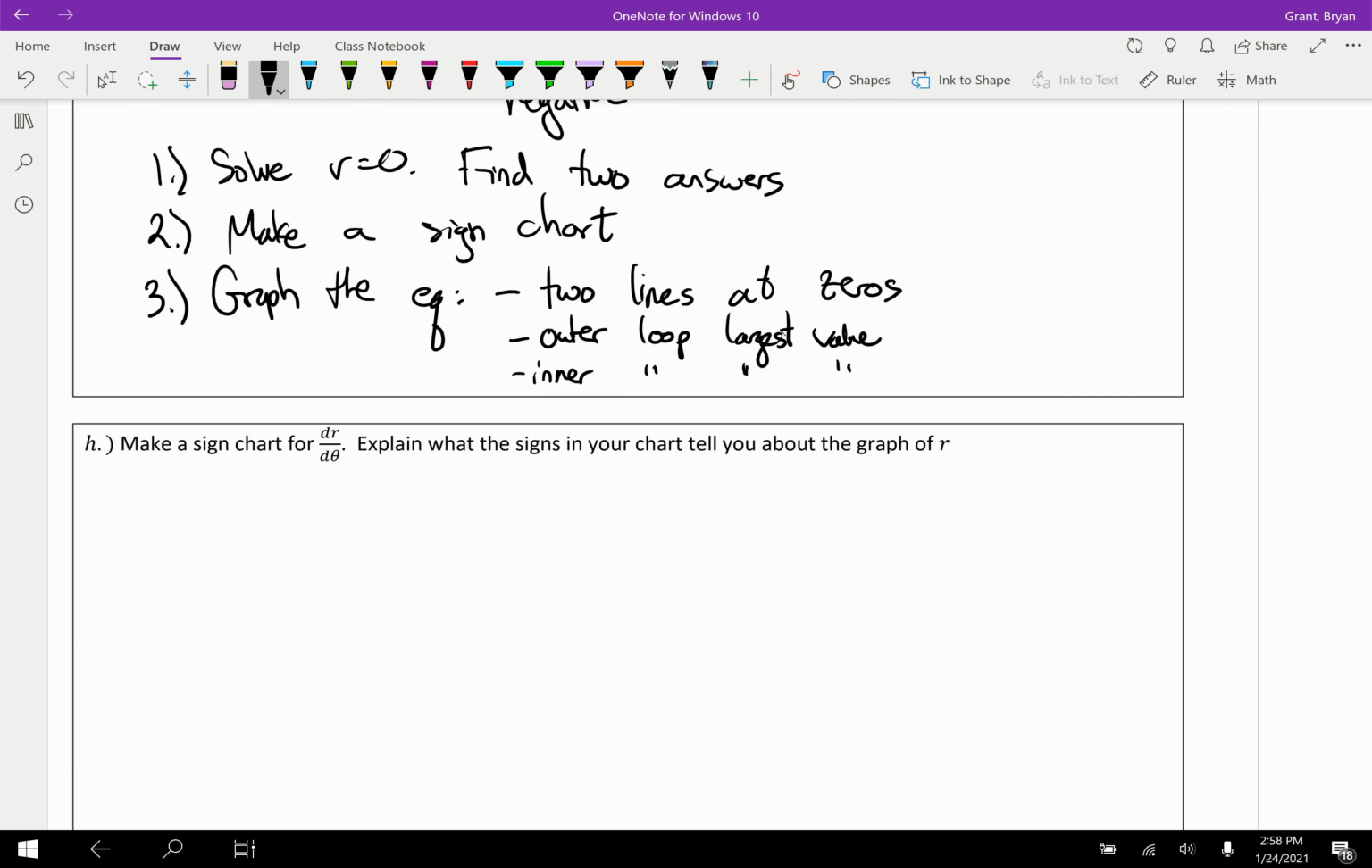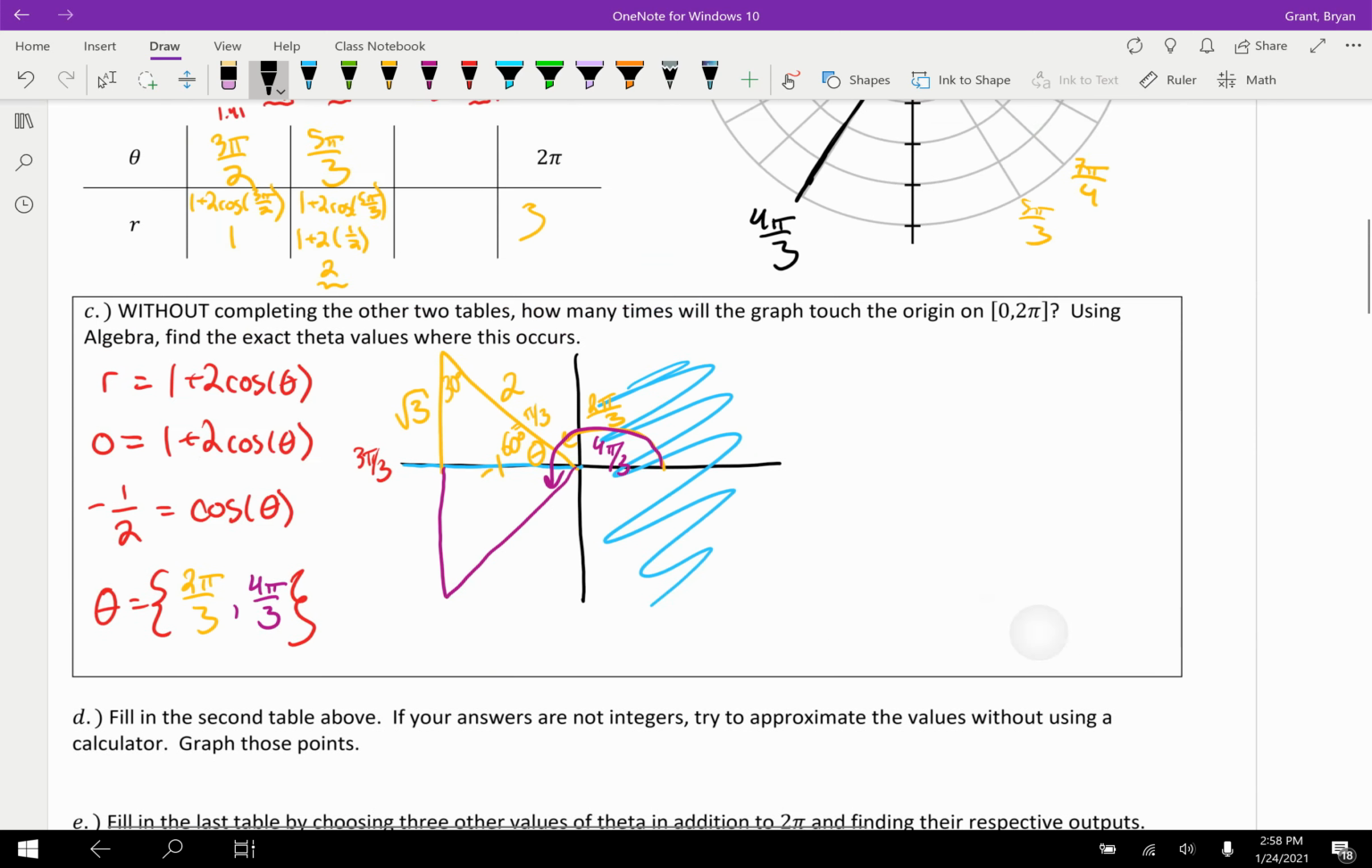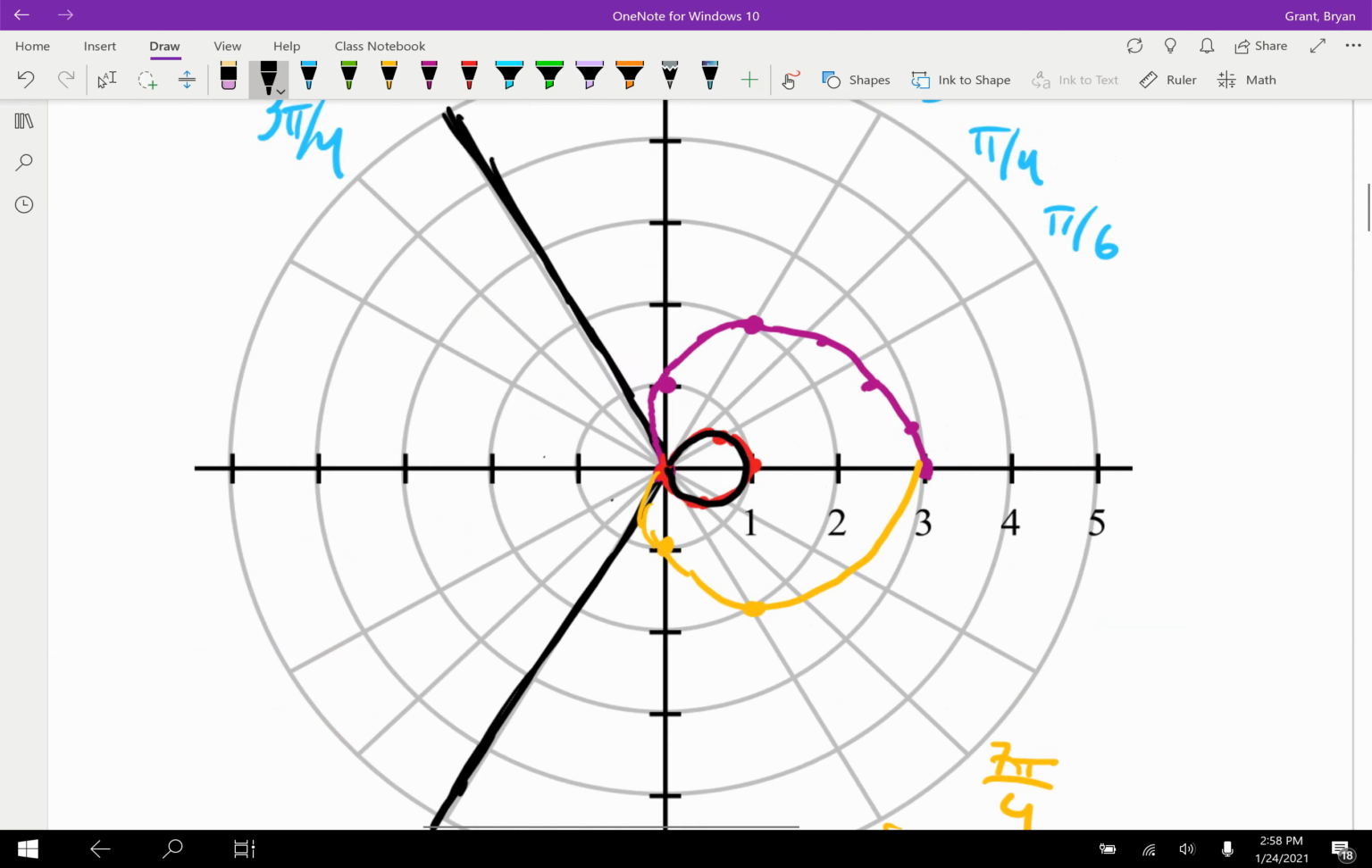How do we do that? Well, let's take a look at those values right now. You'll notice that the largest value of the outer loop, and we'll do this in green, is from the origin to 3. 3 is the largest value for the outer loop. The largest value of the inner loop from the origin to here is 1. And our equation, if you recall, was 1 plus 2 cosine of theta.